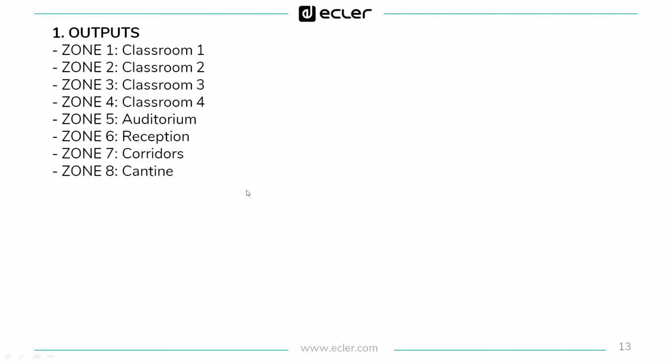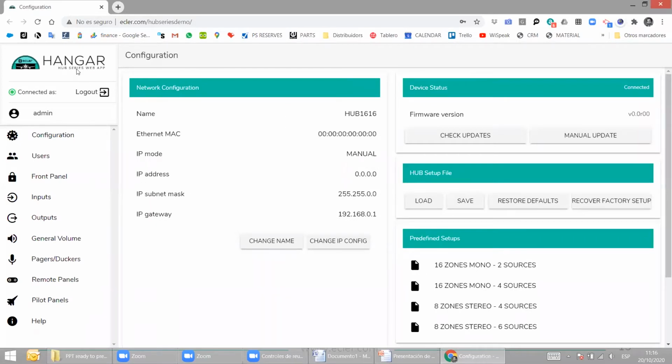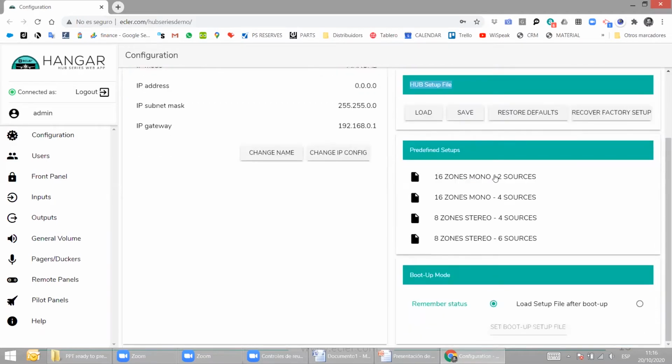First, we identify the outputs. We have 8 zones: classroom 1, 2, 3, 4, then auditorium, reception, corridor, and canteen. So let's go to the configuration site of the Hangar. Once we log in, here we see the configuration page, with network information and status of the device. Here we have the option to load a file or save our current project, restore defaults or recover the factory setup. And then we have here the predefined setups.